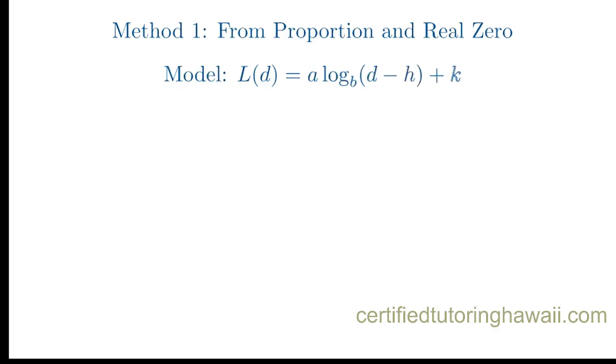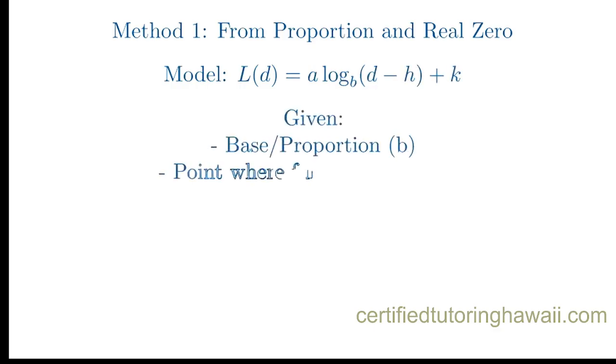Okay, let's move on to our main objective, constructing these logarithmic models. We'll explore a few methods. Our first method is for when we know the base or proportion, and a 0 point, which is a point where the function's output is 0. The general form of the model is L of d equals a times log base b of the quantity d minus h, plus k. h is a horizontal shift, and k is a vertical shift. The 0 point helps us find h and k.